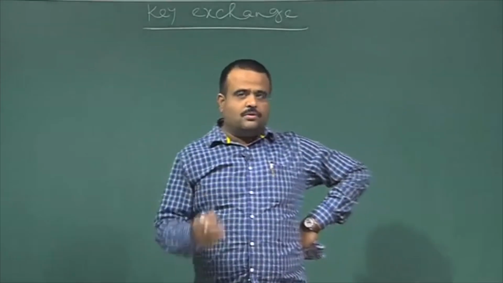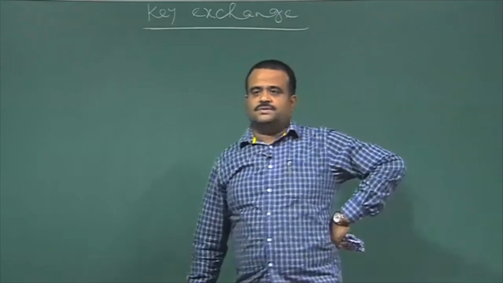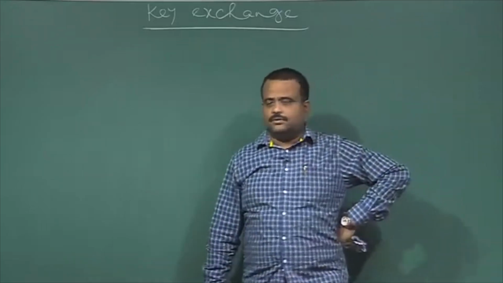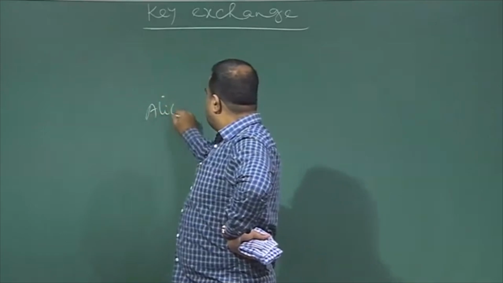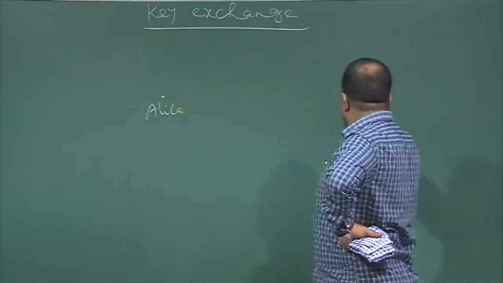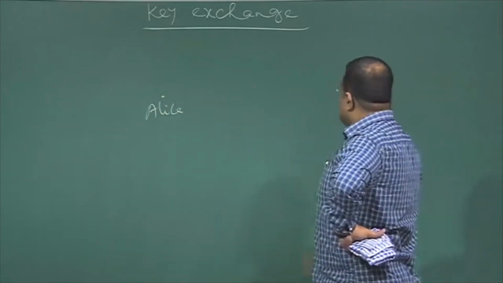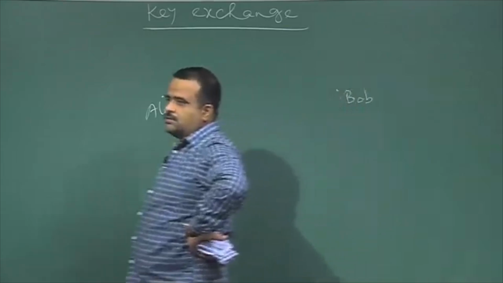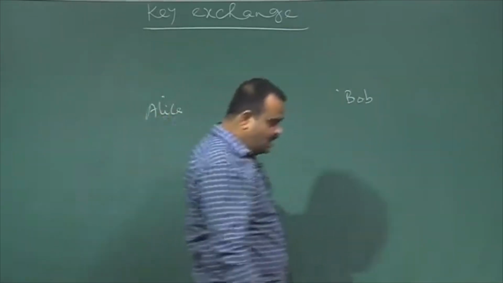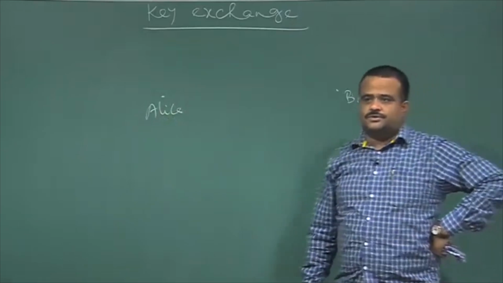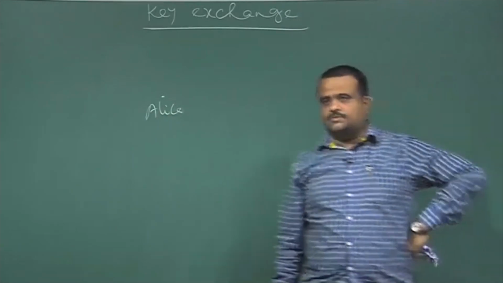Okay, so we talk about key exchange protocol. We have seen one protocol, the Diffie-Hellman protocol. The issue is, suppose two parties, Alice and Bob, want to communicate. They can either use a symmetric key crypto system or they can use a public key crypto system for communicating a message.